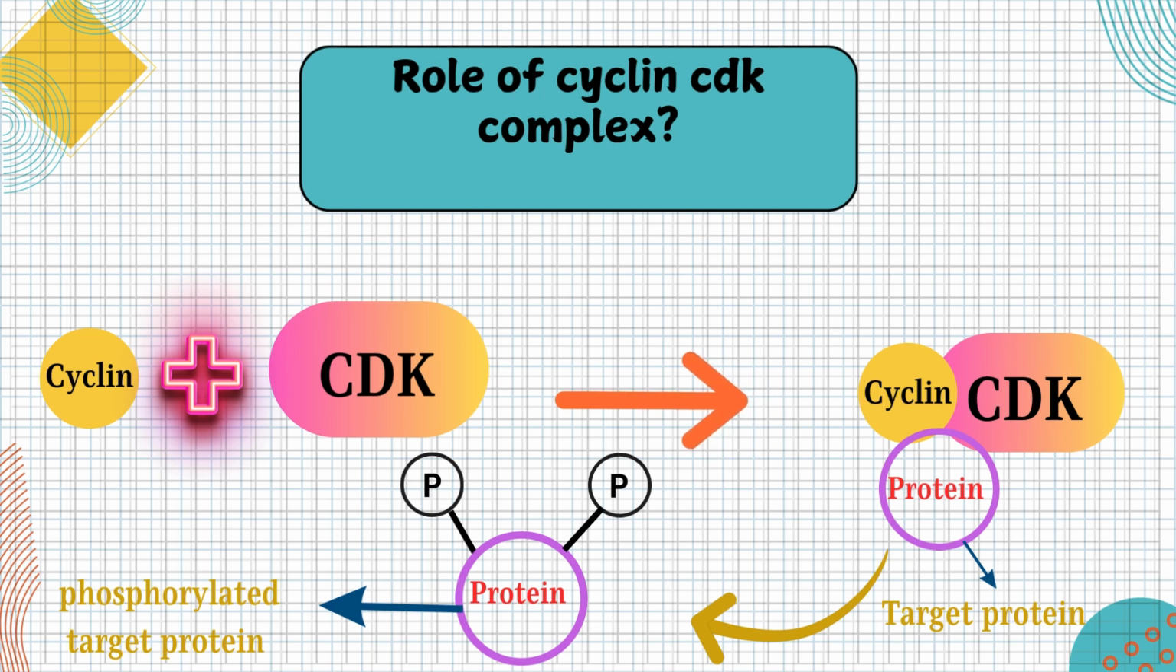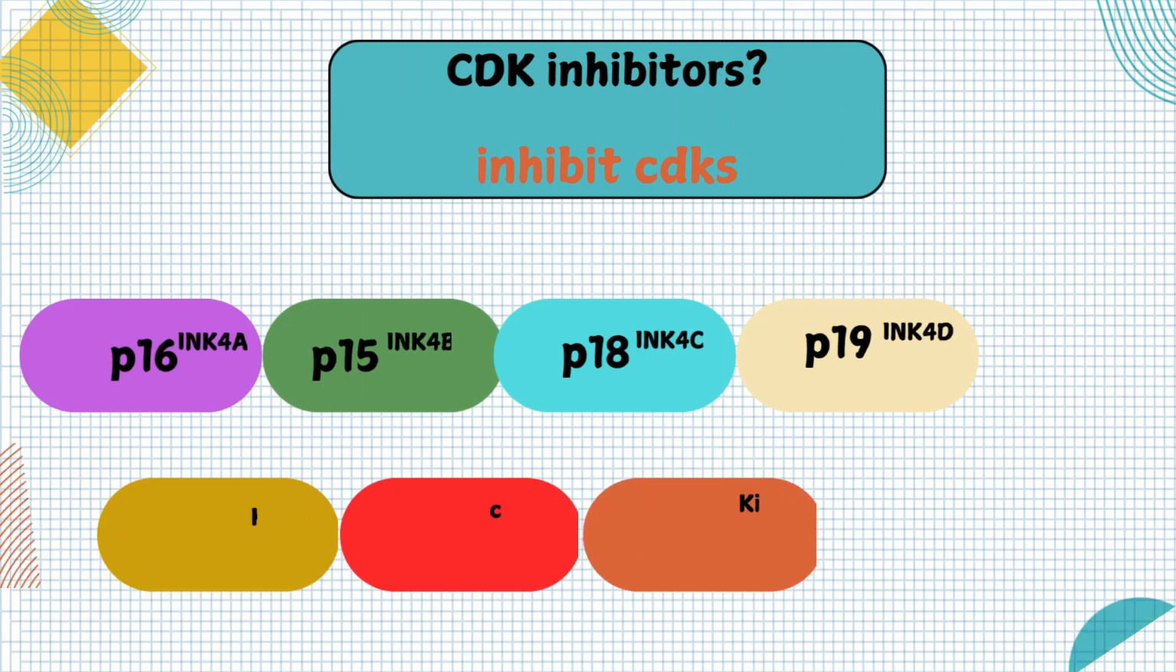When the target protein is phosphorylated, this is very important for the cell because it allows the cell to pass through different phases of the cell cycle. As a result, different functions can be performed. But in case of excessive proliferation, we need CDK inhibitors that will inhibit the cell cycle. So, what are CDK inhibitors? They inhibit CDKs.